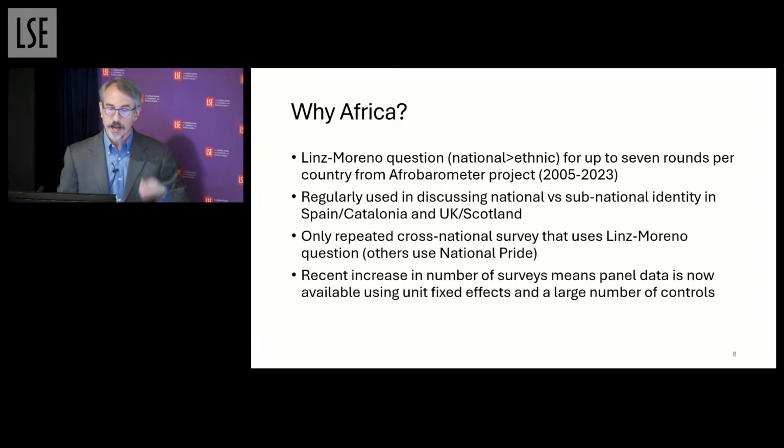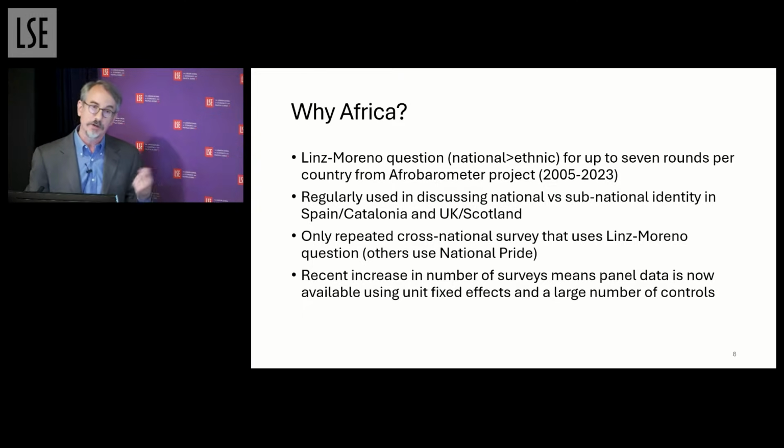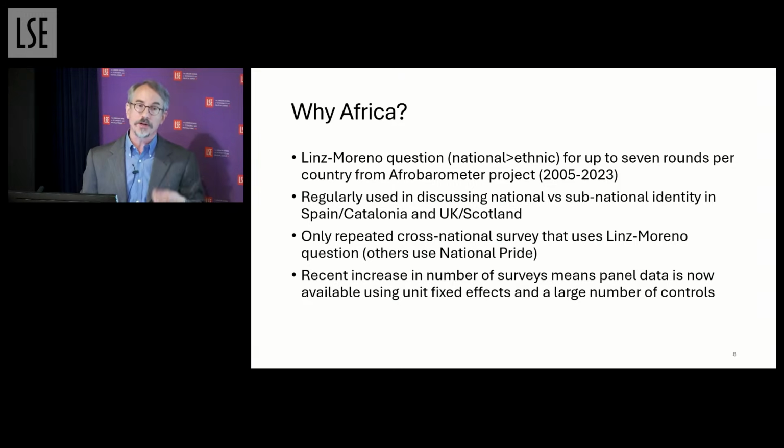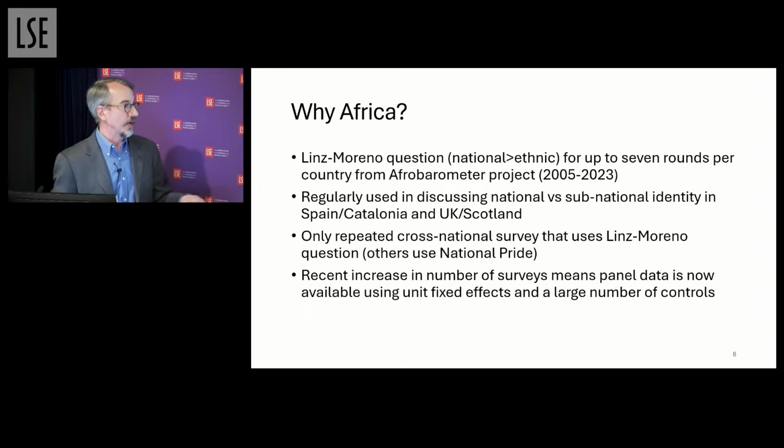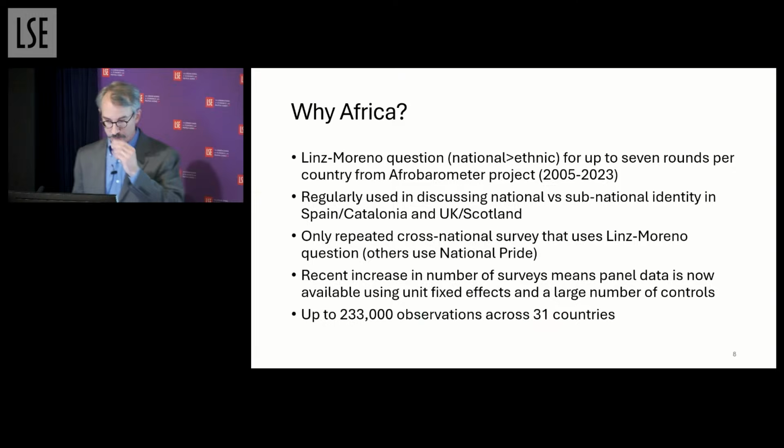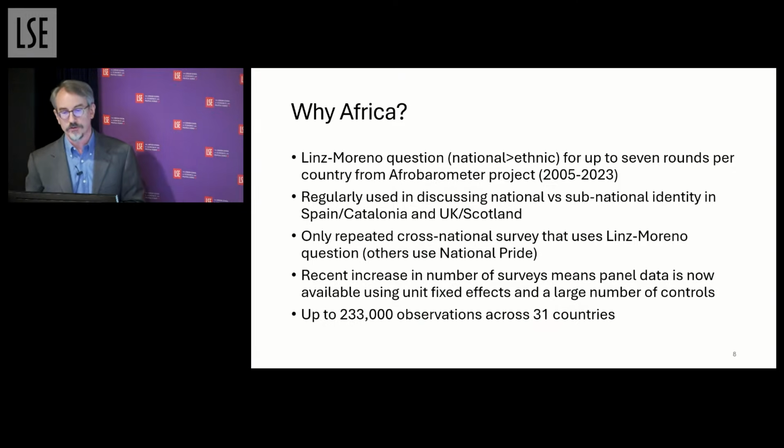Right. So now we have a lot of evidence, we have a lot of surveys, which means we can actually track changes over time. We can compare changes over time within countries for the first time, as of just a few years ago, within Africa. Okay? And a lot of observations from over 30 countries. A large number of countries in Africa.